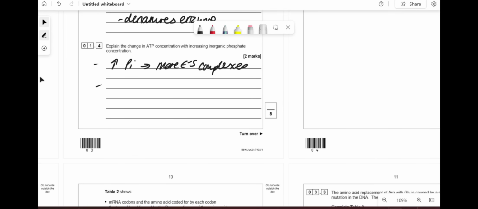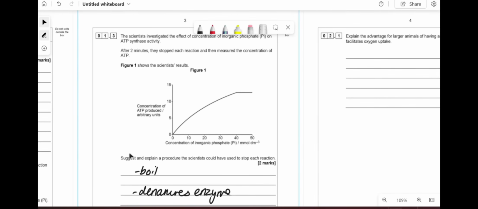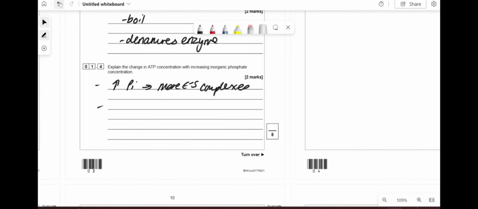And then you obviously need to explain using the graph as well. So at a concentration of about 40, that's when it levels off. So make sure you use some detail from the graph as well. At around 40 moles per decimeter cubed, all active sites are saturated, or they're taken up or used up or occupied.